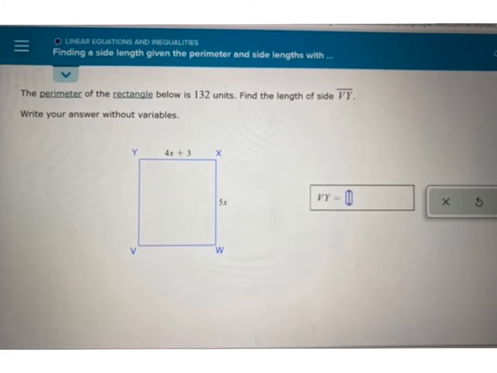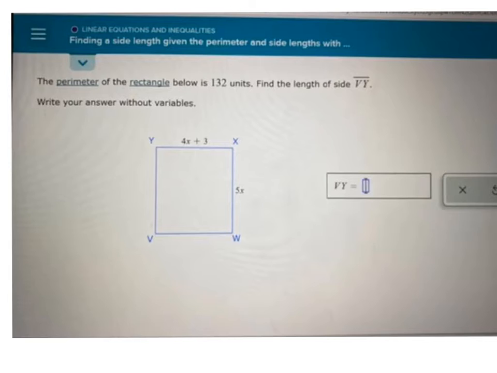All right, in this problem, we know the perimeter of a rectangle is 132 units, and we want to find the length of side VY. So VY would be this side length over here. So that's what we're trying to find.